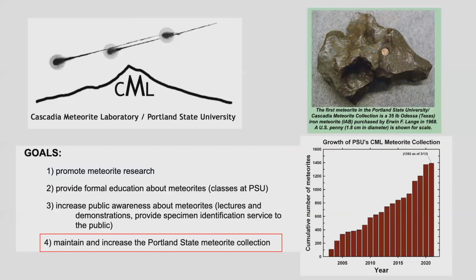And one of the other goals of CML that I'd like to highlight is to maintain and increase the Portland State meteorite collection. Now, initially, CML started with just 1 meteorite, but throughout the years, we have over 1,500 samples and more. So one of the goals is to expand the collection to get as many samples as possible for academic research, but also for more outreach, trying to bring more attention to the public and raise awareness of meteorites.